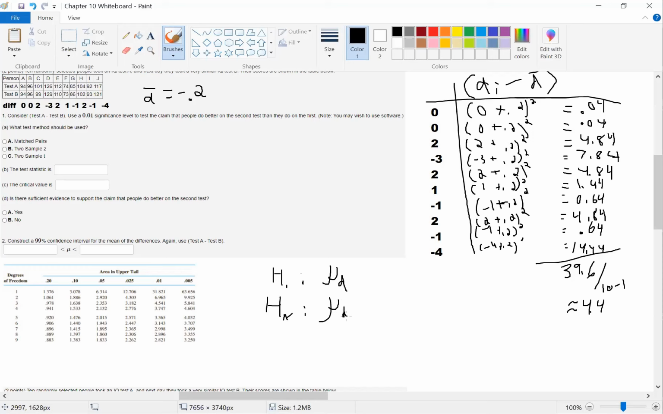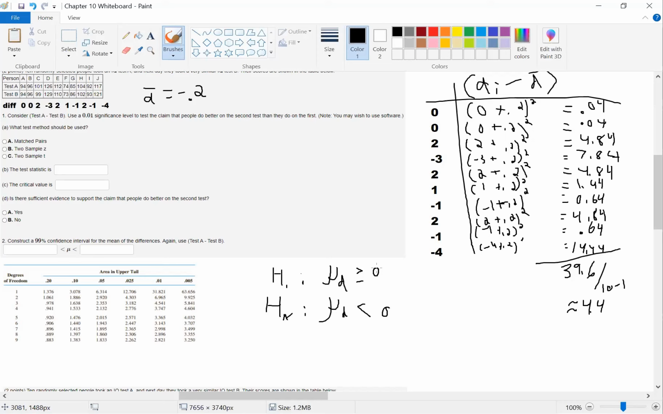So this difference is a minus b. So if they do better on the second, then this mu d has to be negative. Because if they're doing better on the second, then b is greater than a, so a minus b has to be negative. So therefore, this is less than 0. The null is the opposite of the alternative. So then this would be greater than or equal to 0.